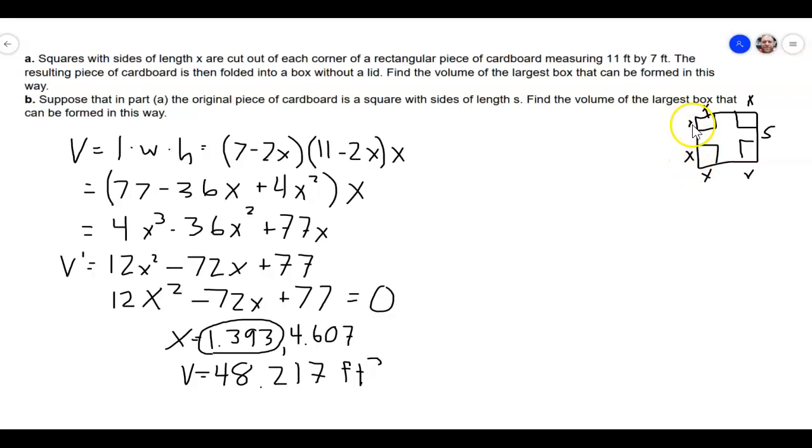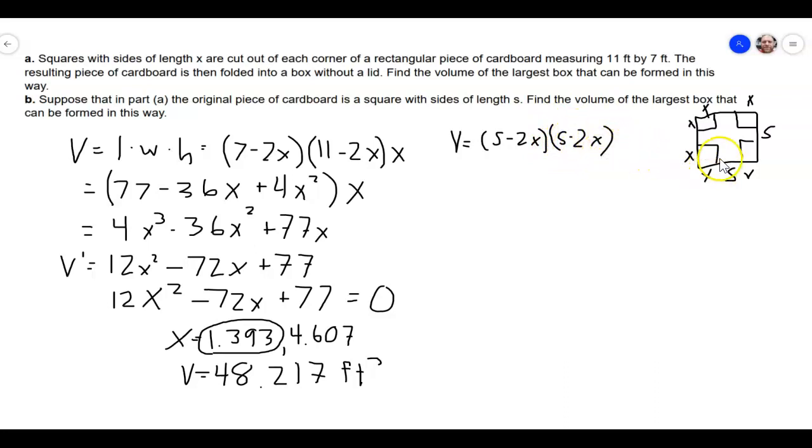All right, so the big side length of the whole thing is S, and then the little lengths are X. So in this case, our volume, our length times width times height. So our length here, this part here is the whole S minus X minus X for the length. So that's just going to be S minus 2X. Our width is going to be this whole side, which is S minus X minus X, so same thing. S minus 2X.